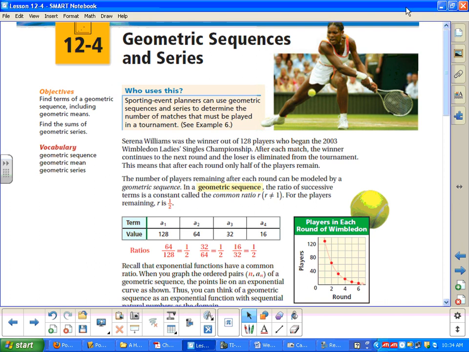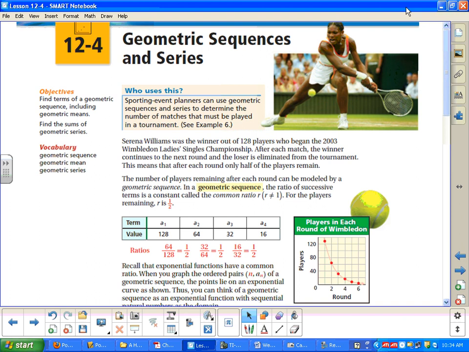Okay, so in lesson 4, we're going to talk about geometric sequences and series. A geometric sequence is basically just an exponential model. So if we double things, triple them, or cut them in half each time, that's what a geometric sequence is going to be.